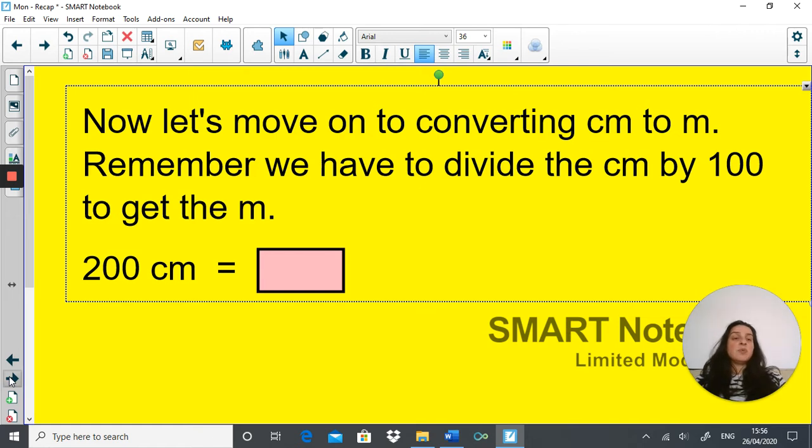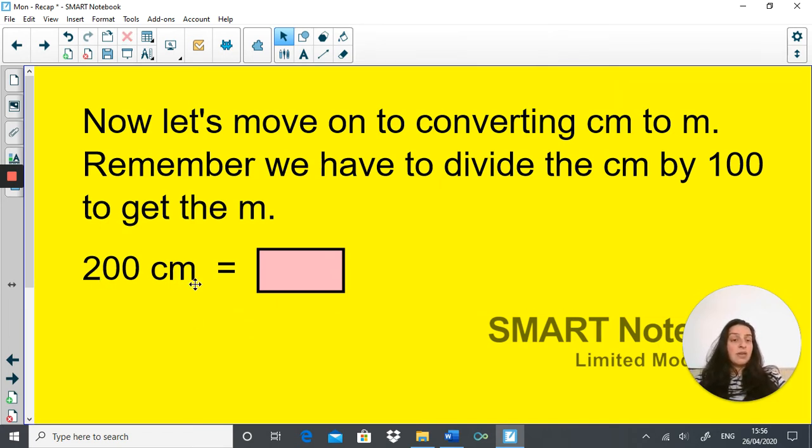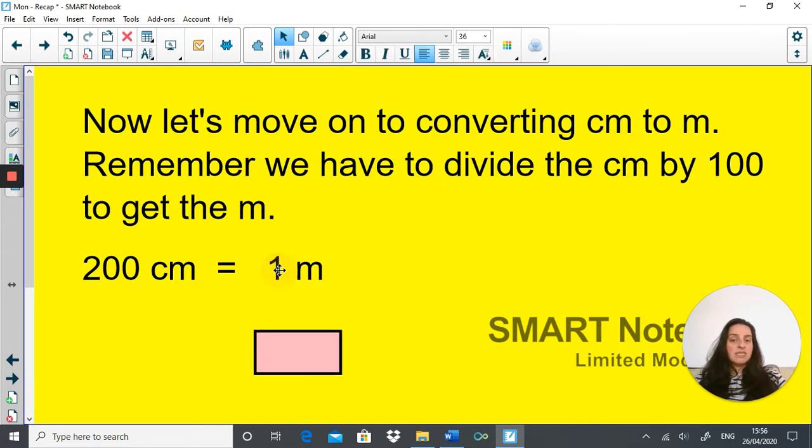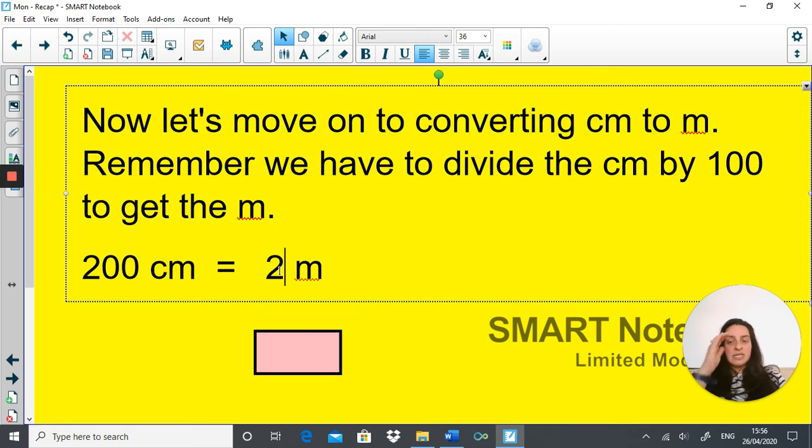Moving on to converting centimetres to metres. Now you remember we have to divide centimetres by 100 to get the metre. So here we have 200 centimetres. You have to divide that by 100 to work out how many meters that is equivalent to. So 200 centimeters divided by 100 equals 2 meters.